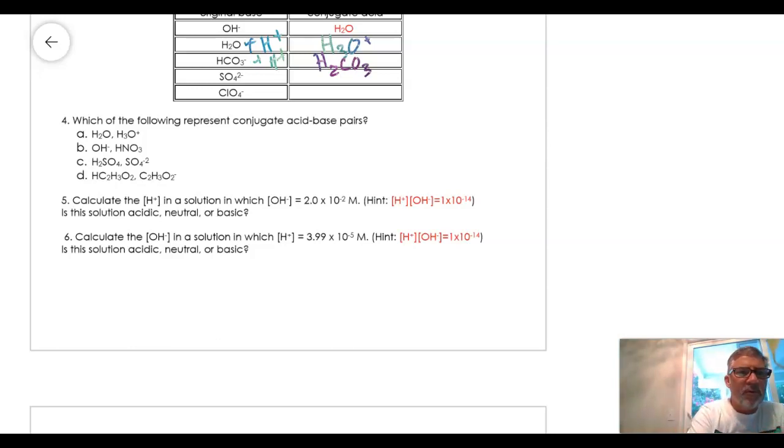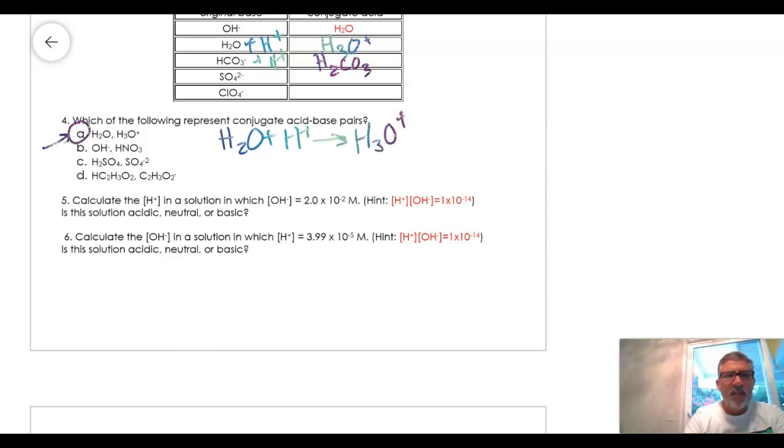So you'll see with the first one, if I took H2O plus H positive, I would get H3O positive. So this is a conjugate acid-base pair.